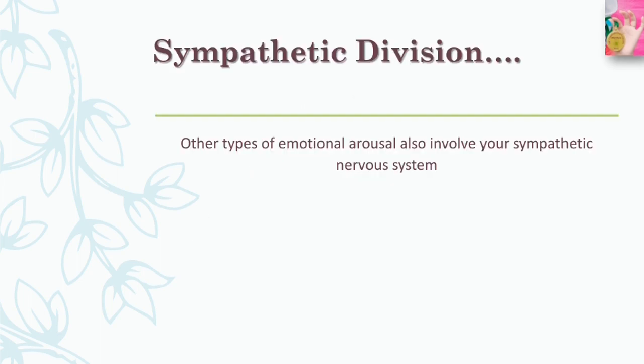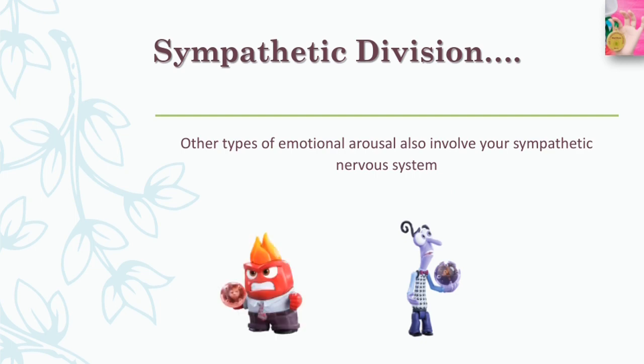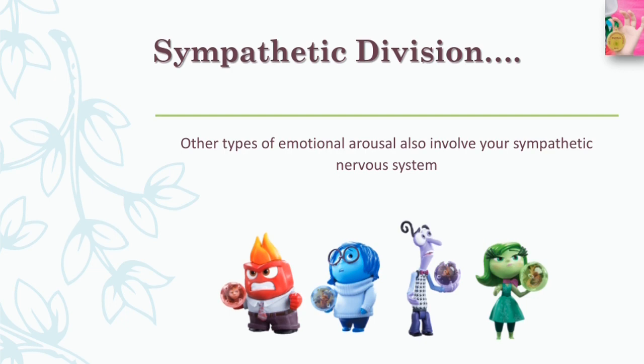Now, there are other types of emotional arousal that also involve your sympathetic nervous system: the anxiety you feel when you have to make an important presentation, the anger you experience during a heated argument with a loved one, and the acute discomfort you feel when your boss chews you out. And all these unpleasant emotions involve physical arousal resulting from the activation of your sympathetic nervous system.